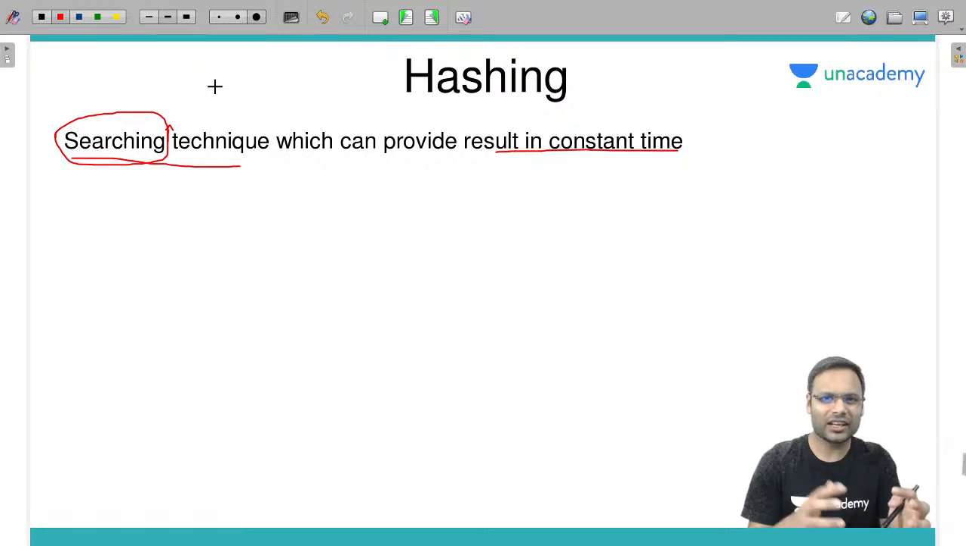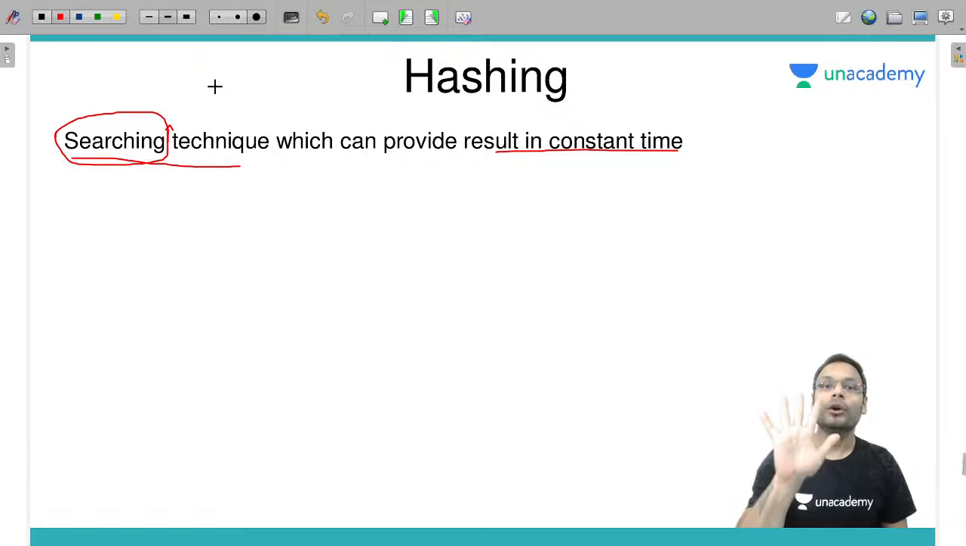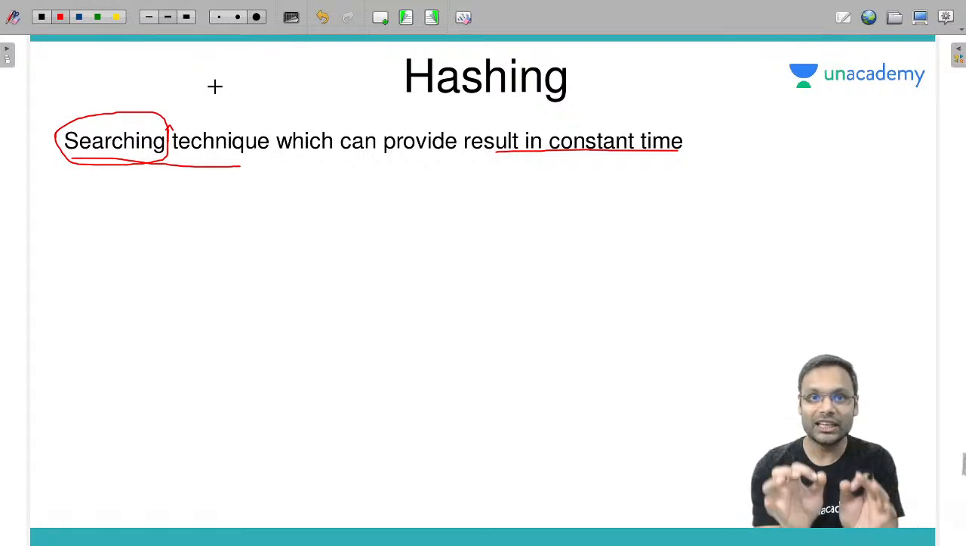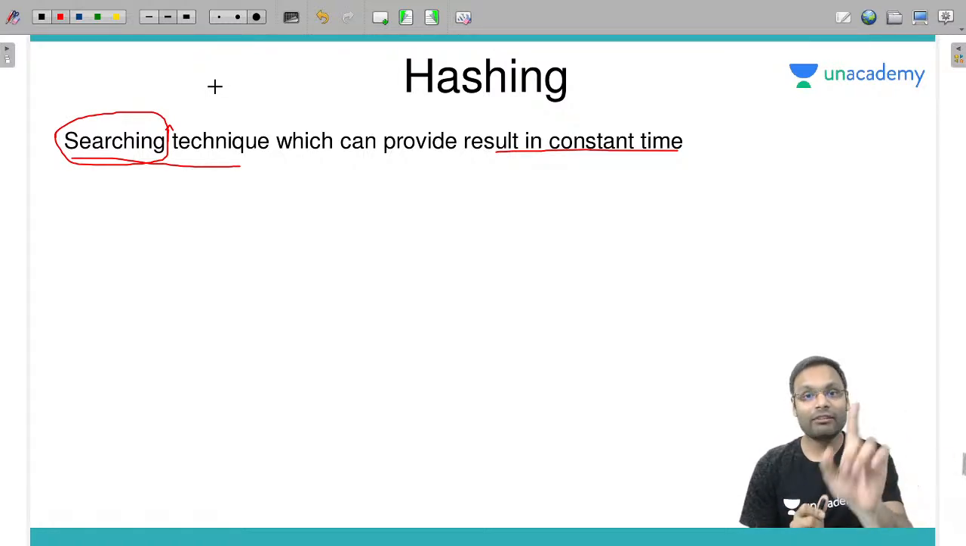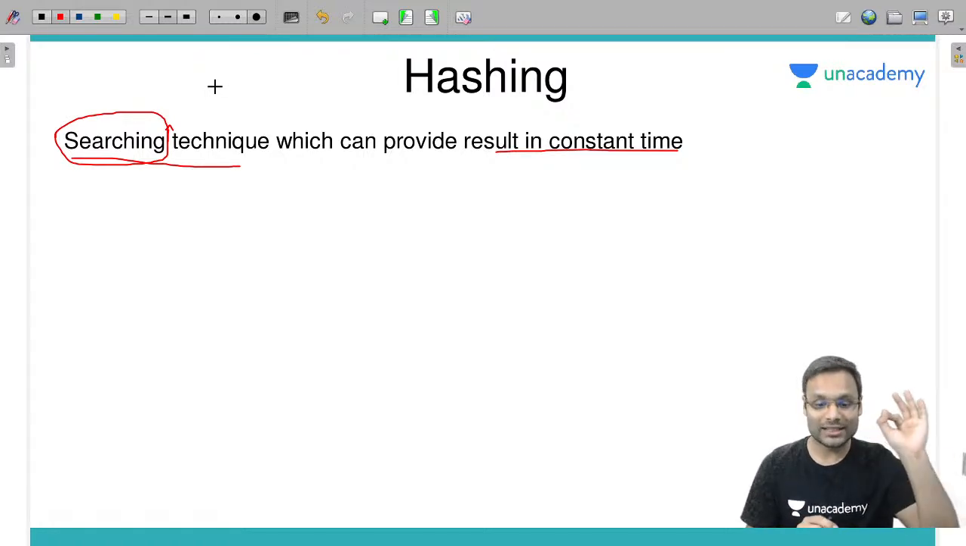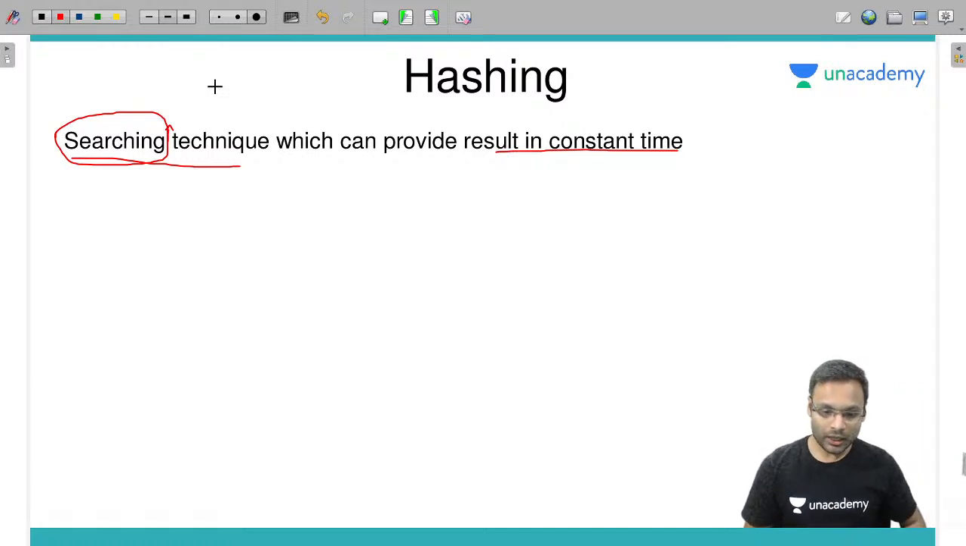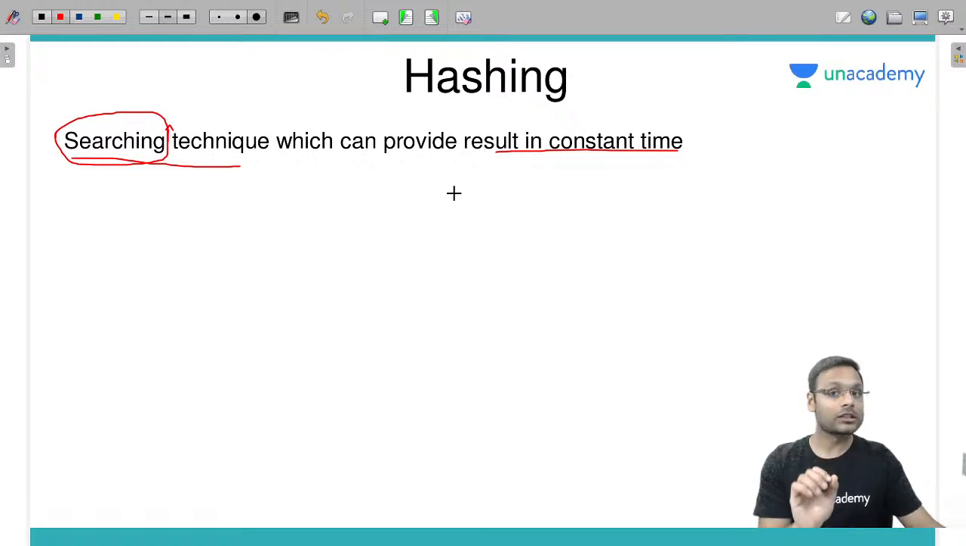If this is a searching technique, then sir, why data structure? Wait. First of all, let me explain to you what is the meaning of hashing. After that, I will come to that point, why it is also called a data structure. Now, if you say hashing is a searching technique, how exactly does that searching technique work so that we can get the result in constant time?